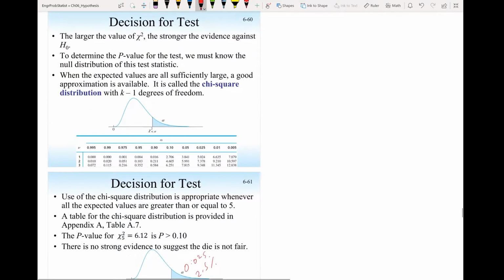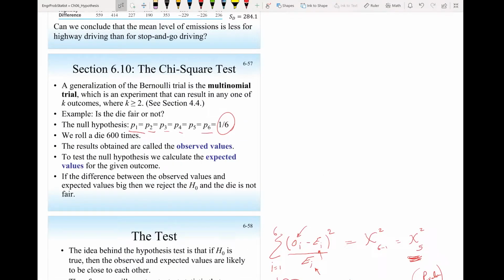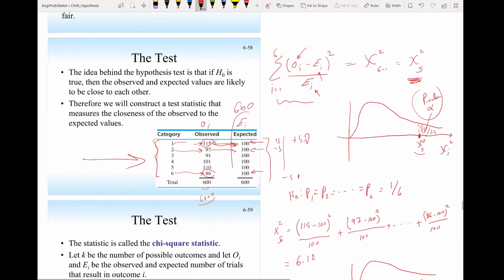Okay, so that's one application of the chi-square test, to set up a hypothesis test to check the probability of a multinomial trial if it meets the specification. In this case, they are all equal and equal 1 over 6. I may have a different application with different probabilities. Then I will calculate the expected value based on the probability given and compare it to the observed value.